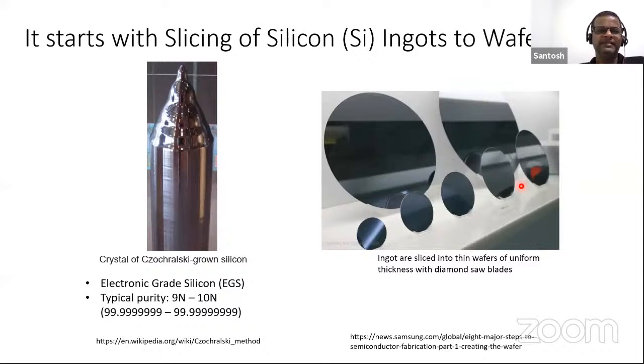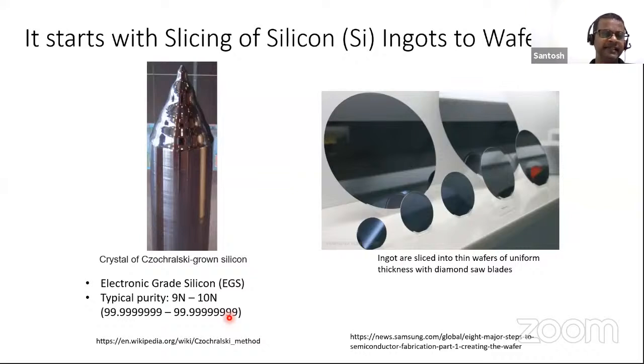So basically, every IC starts with the conversion of silicon to wafers. On the left, I'm showing the picture of an ingot. This is called a silicon ingot. The purity of silicon used here, this is electronic grade silicon. So purity is 9N to 10N. That means it's like 99.99999, basically 9 nines or 10 nines. This is the purity of the silicon that is used.